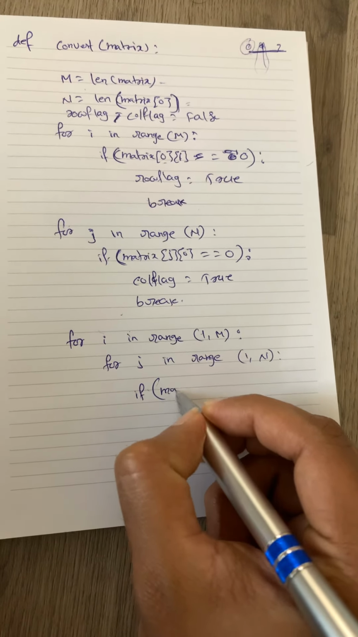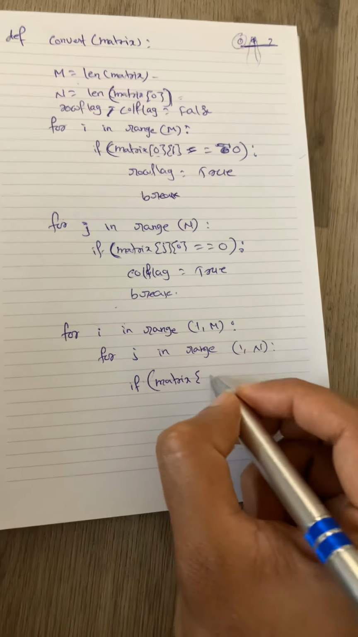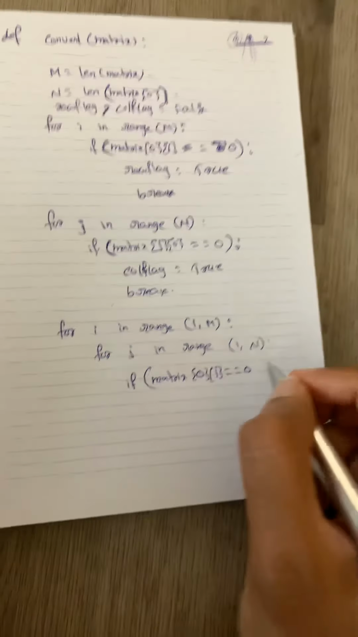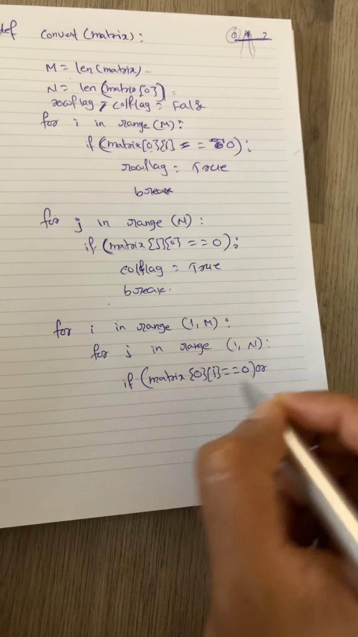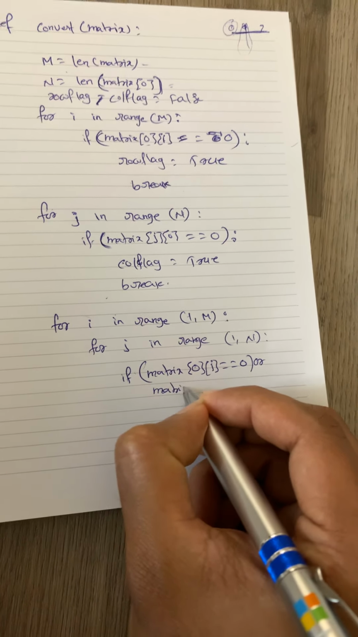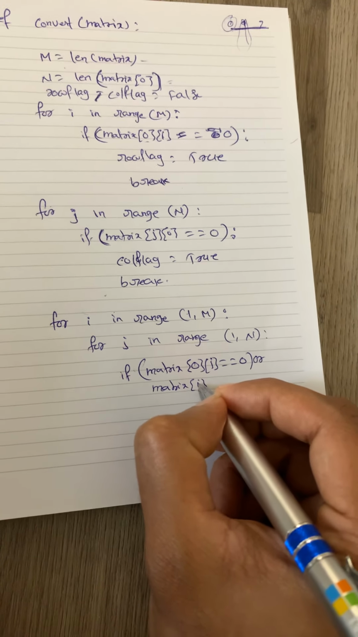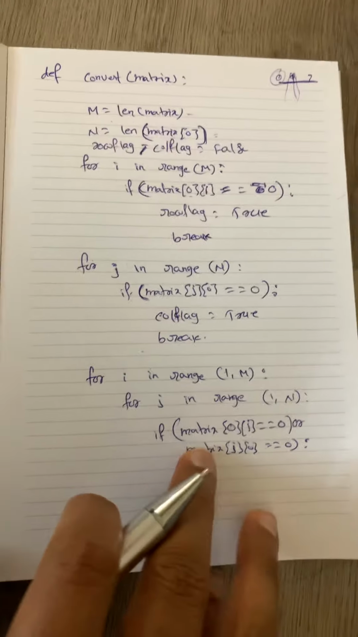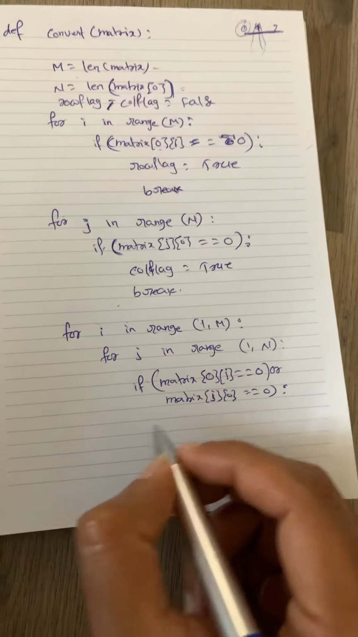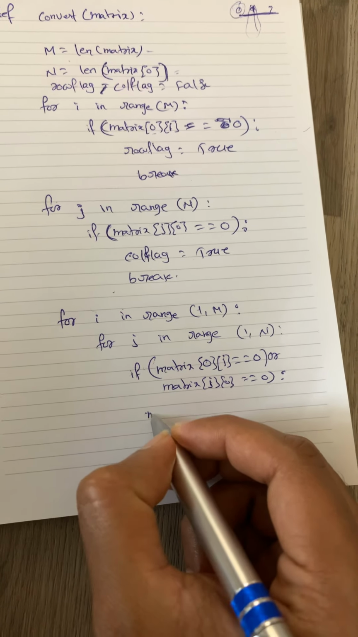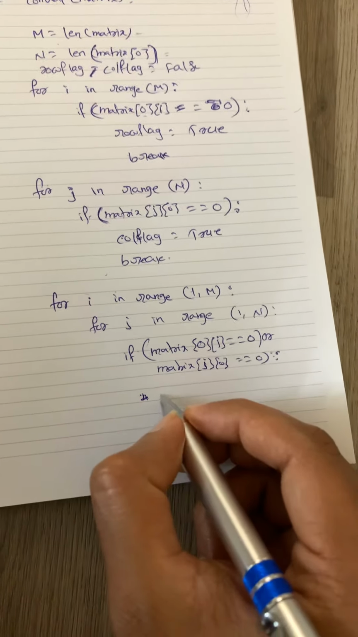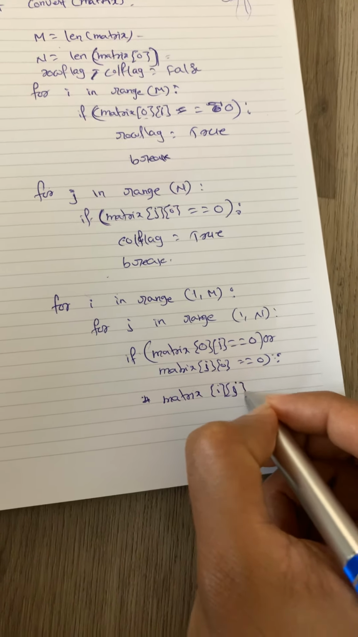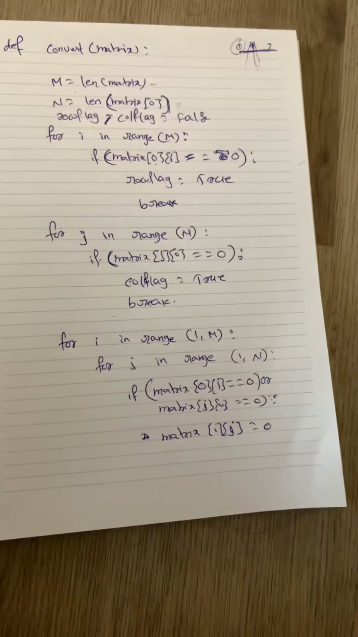So now we're going to have our formula: if matrix of 0 j is equal to 0, or matrix of i 0 is equal to 0. If this is true, then we set the whole column or whole row to 0, so matrix of i j equal to 0.